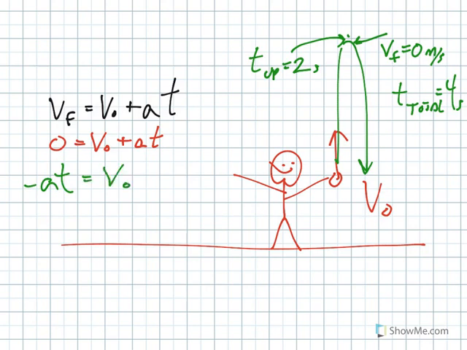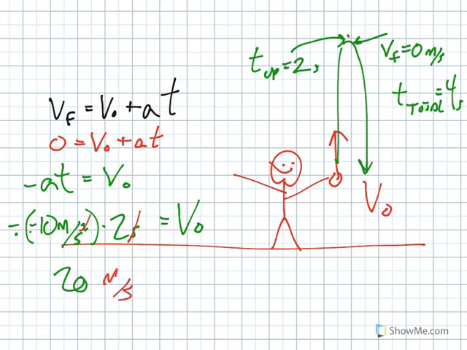Now we can plug in the numbers. So this is minus, the value of a is minus 10 meters per second squared. And the time it takes to get up there is 2 seconds. Okay, so numbers, let's see here. Minus times a minus, that's positive. So 10 times 2 is 20. And this seconds here cancels one of those guys. So again, 20 meters per second. That's how fast it had to have been tossed up in the air to be in the air for 4 seconds.